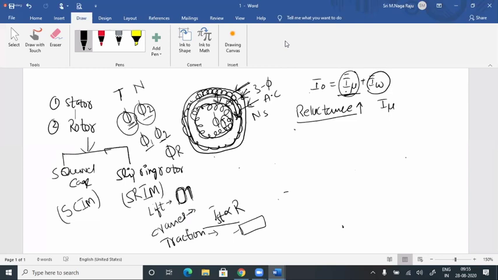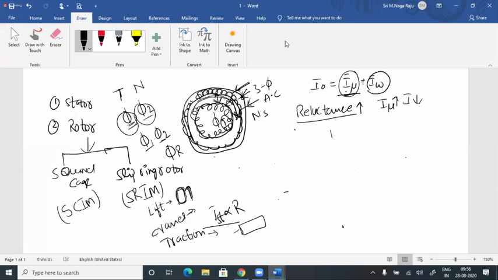Now what will happen if the magnetizing current is more or if the magnetizing current is less? Tell me, must the magnetizing current be a low value or a high value? Low value. Yes, low value. Why should it be low? Power factor consideration. Yes, very good.